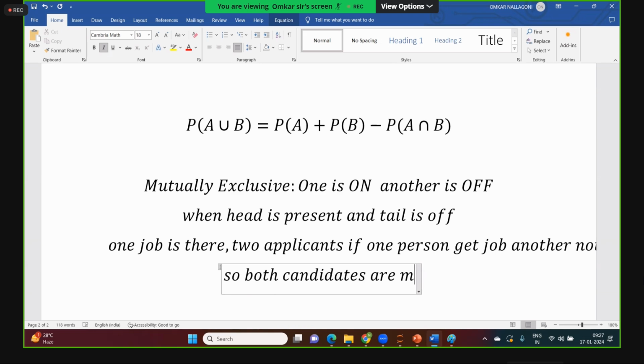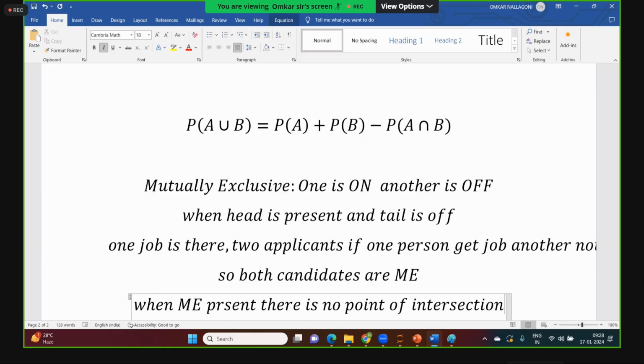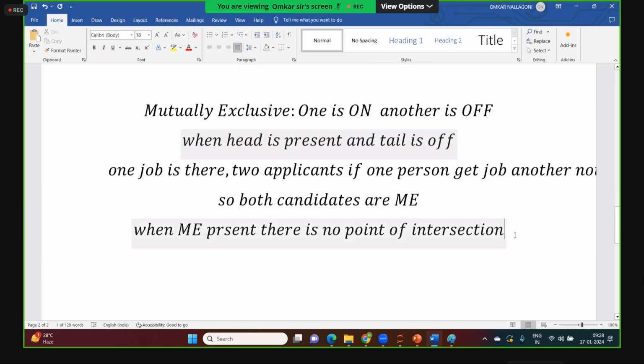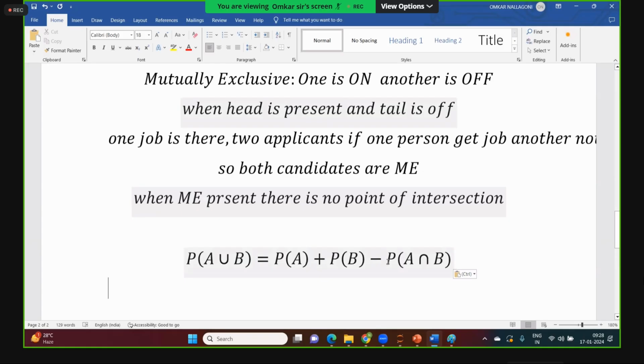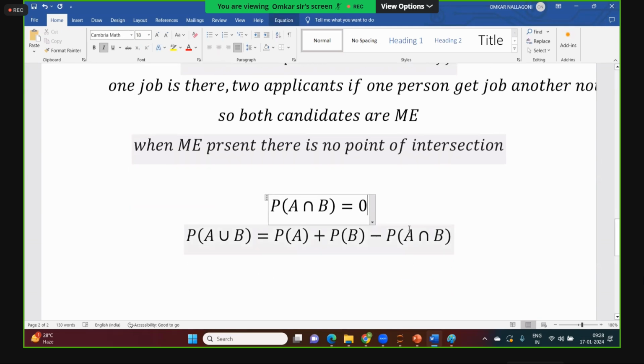So mutually exclusive means there is no point of intersection. When ME is present, there is no point of intersection. Then your formula will become, this part is 0. This part is 0, and then here it is just this.